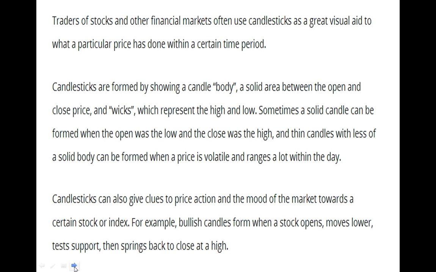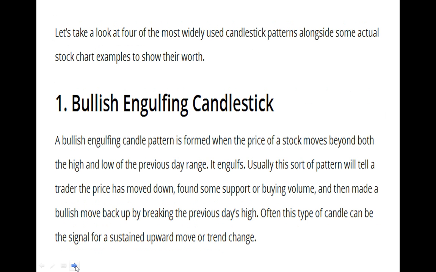Candlesticks give us clues to price action. They tell us if there is going to be a possible trend continuation or a reversal. The first we are going to look at is the bullish engulfing bar, the bullish engulfing candlestick. A bullish engulfing candle pattern is formed when the price of a stock moves beyond both the high and low of the previous day's range. It engulfs.